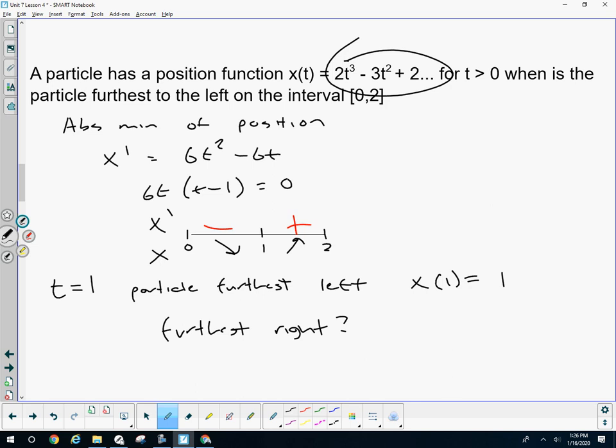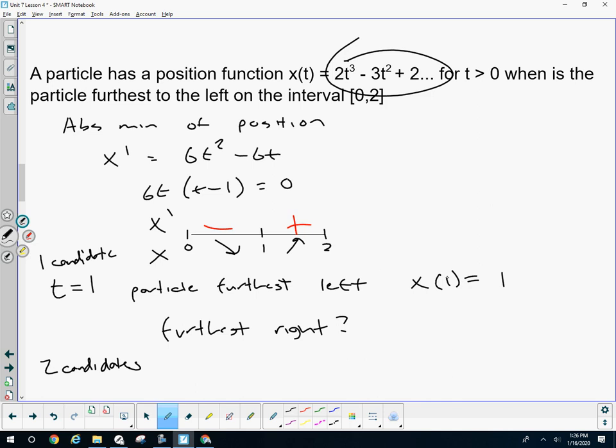Is that 2? Is that 0? You don't know, so please, this is a situation where you have more than one candidate. First one, you only have one candidate. It's definitely going to be at 1. For the furthest right, you have 2 candidates.